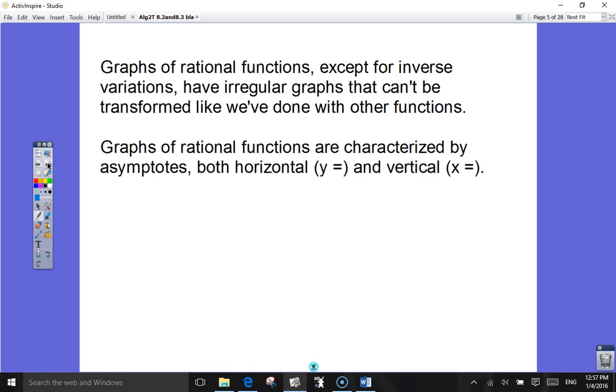And so we're doing two parts today. The first part, we will look at the graph of an inverse variation, and we'll transform it around just like we've done with all the other functions that we've dealt with. And then we'll deal with the graphs of all the other rational functions. And we really don't graph them, but we have to understand their characteristics anyways.